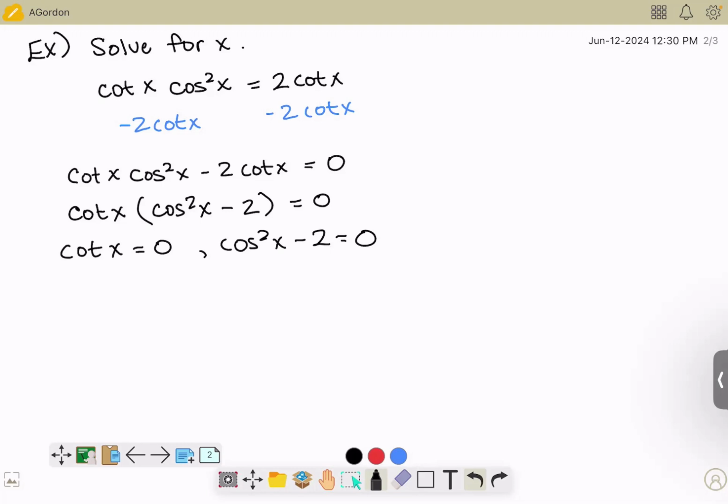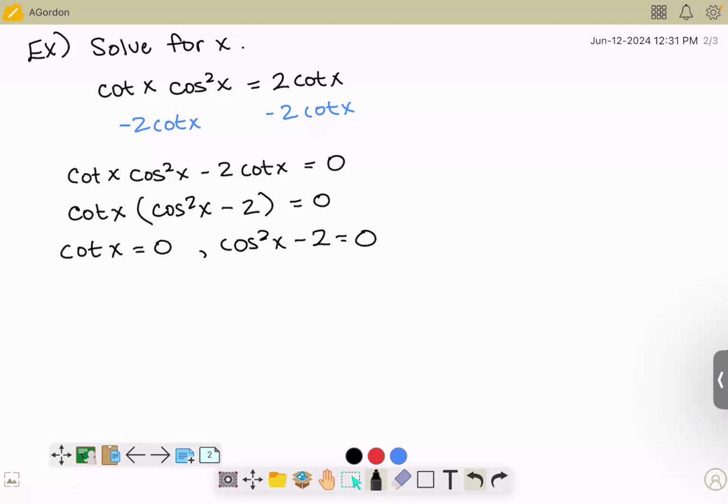So cotangent of x being equal to 0, I need to find the x value, the angle, that would give me 0 if I took the cotangent of it. You find this the way that's most comfortable to you. The way that comes to mind for me is that cotangent is the reciprocal of tangent. So if I want cotangent to be 0 over something, that means that tangent would have to be something over 0. Something over 0 is undefined.